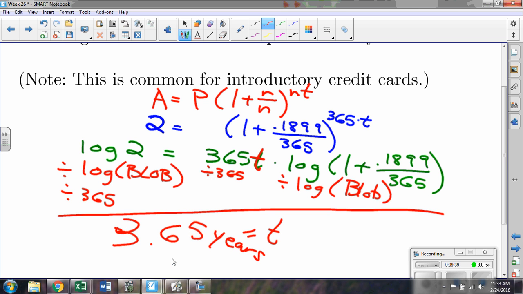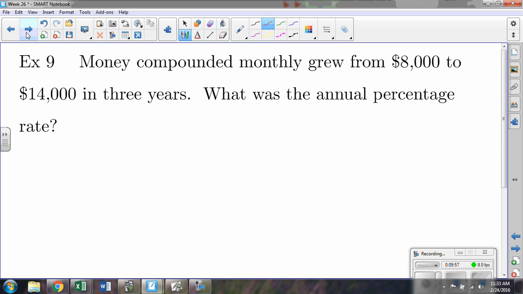So basically, you get a credit card, and if you don't make your payments in a little bit under 4 years, basically 3 years and 8 months, you now owe double the amount of money that you had originally. Here's our last example for compound interest.